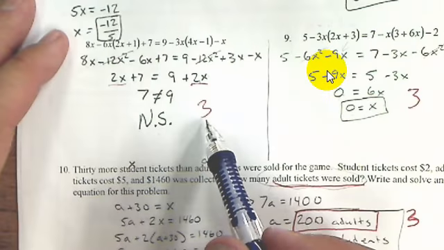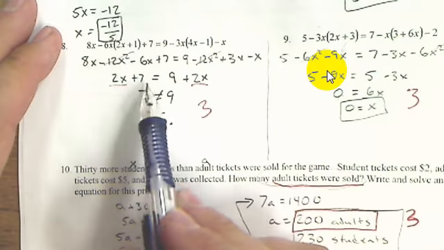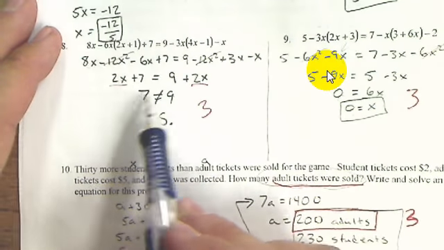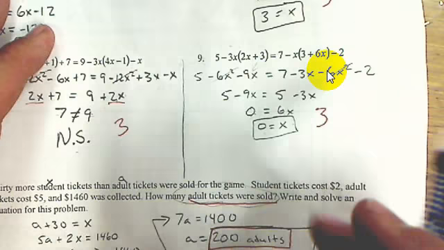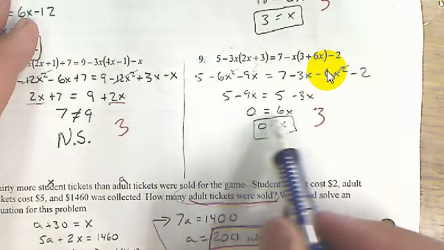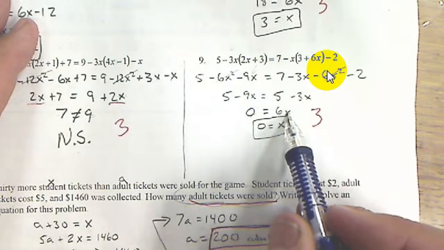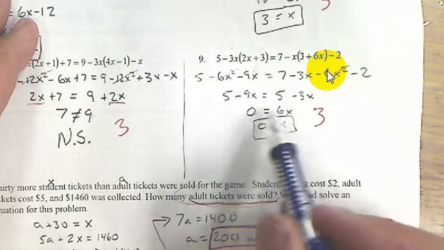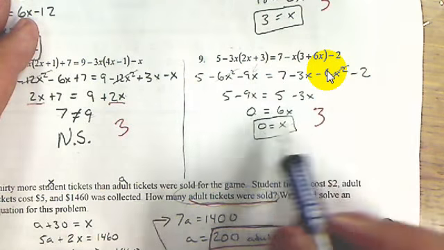No solution. The part that gets people here is when the x's cancel out and I'm left with something that's not true, then there's no solution. There's no possible way to get an answer for that. When 6x equals 0, what number could that be? Well, it has to be 0. 0 times 6 would be 0. So don't think about writing no solution there.